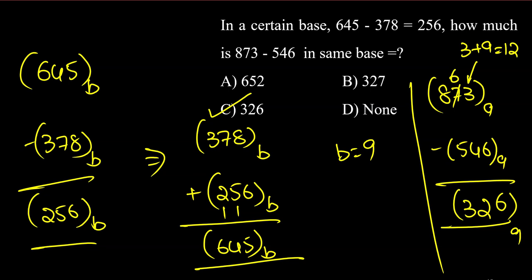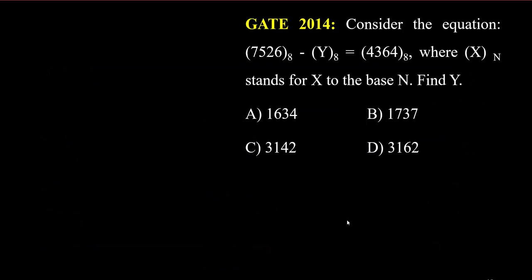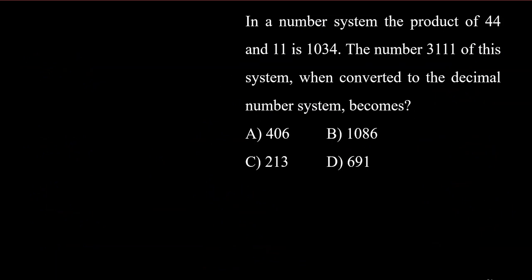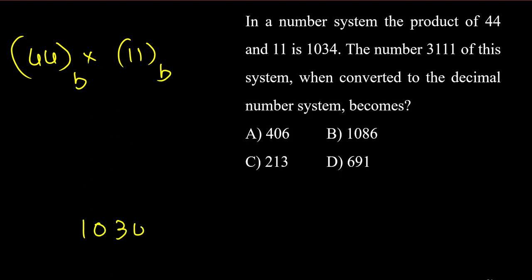We'll close with only one question. Sorry for being late. One question. I think this can be done from your end. That's not a big deal. Yeah, this question I am worried about. 44 multiplied by 11 with a certain base. The result is 1034. I want at least that base value.